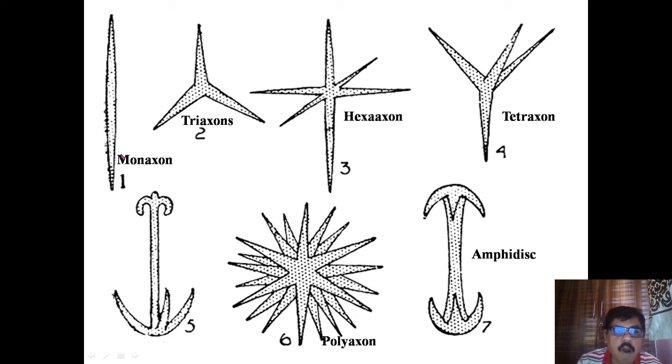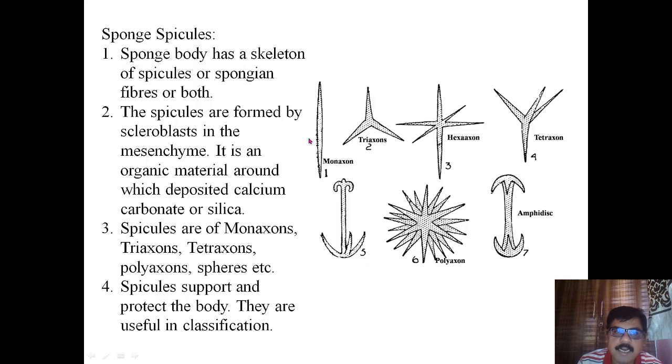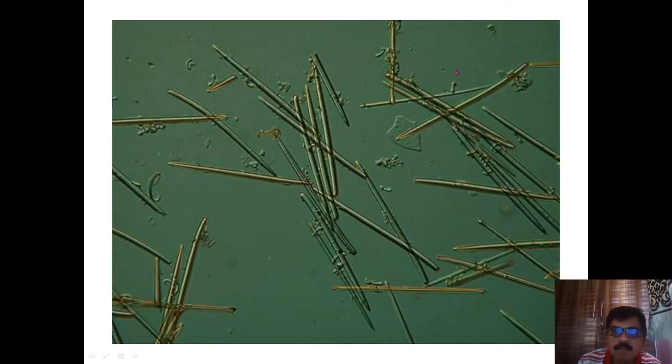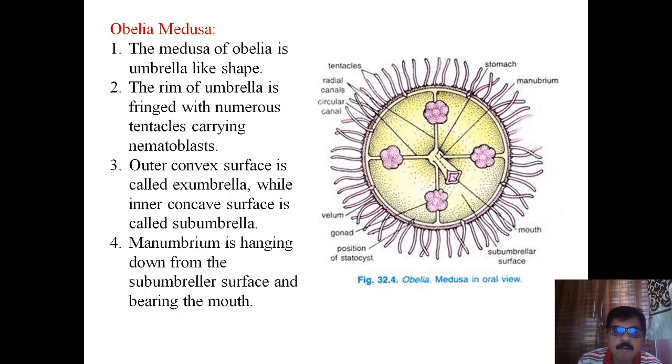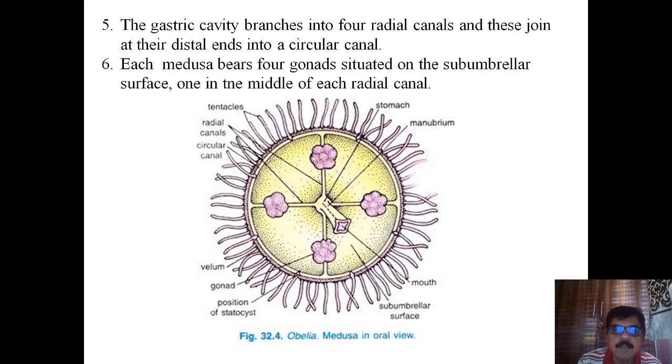You have to draw all these diagrams from 1 to 7, that is monoxon, trioxon, hexaxon, tetraxon, then polyxons and the amphidisk. You are supposed to draw all these diagrams in your practical record and write down the characteristics of the sponge spicules. All the spicules in this slide, you can observe, are the monoxon type of spicules.